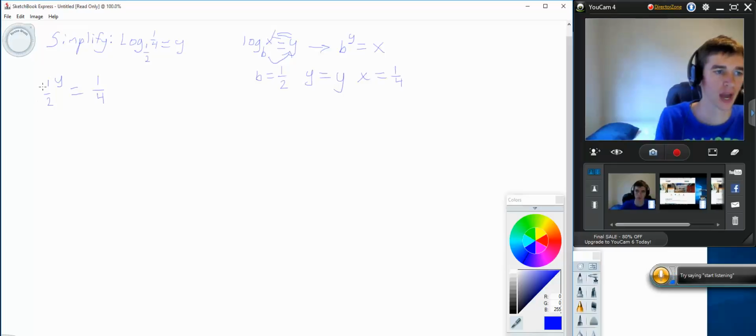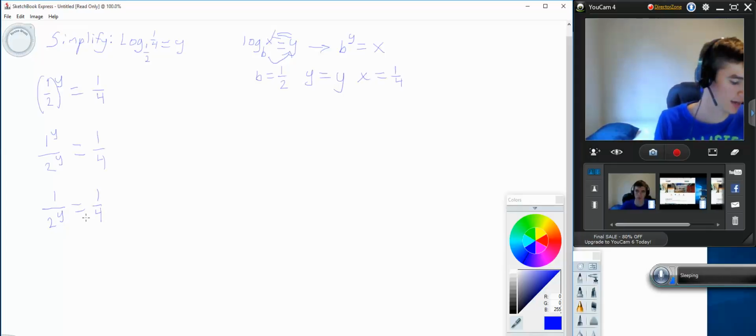Remember that when you have 1/2 raised to the y, that's the same as having the whole thing raised to the y. That's the equivalent of doing 1 raised to the y over 2 raised to the y, equals 1/4. And remember that 1 raised to any power is still 1; you can plug this in a calculator and prove it to yourself. So you still have 1 on the top, and then you have 2 to the y, equals 1/4.